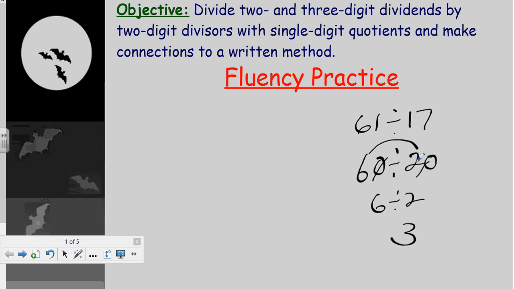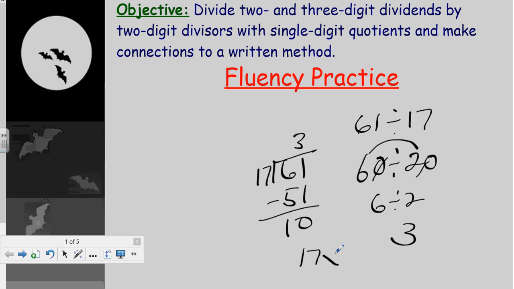Now what we could do is actually check our work by simply doing the actual problem. So if we do the problem, you see 61 divided by 17. Well, 17 twice, I know, is 34. 17 times 3, I think that's 51. So you see I have 10 left over. Now, we could check our work this way. So 17 times 3 equals 51, plus 10 equals 61.